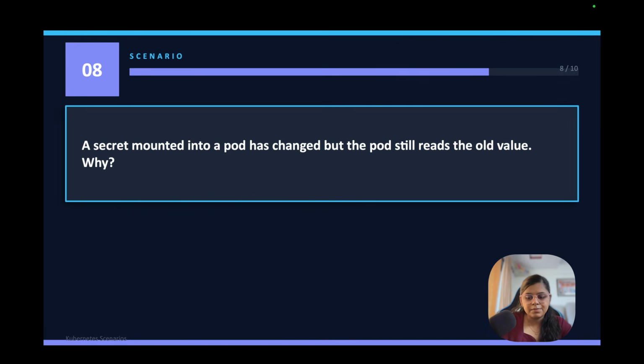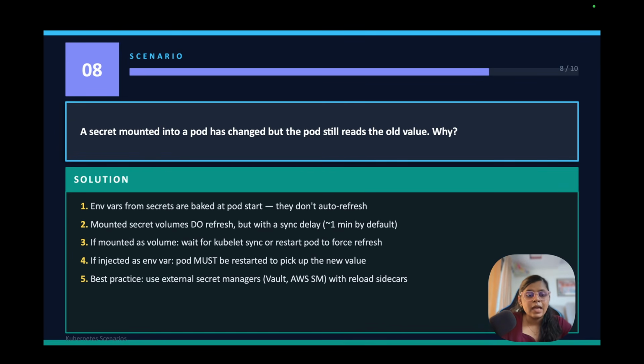And the time's up. Let's go to the solution. Environment variables from secrets are baked in at pod start, which means they consider the secrets as soon as the pods start. Mounted secret volumes do refresh, but with a sync delay, might be 1 minute by default. If mounted as a volume, wait for the kubelet sync, or restart the pod to force a refresh.